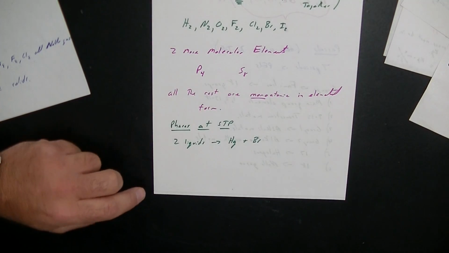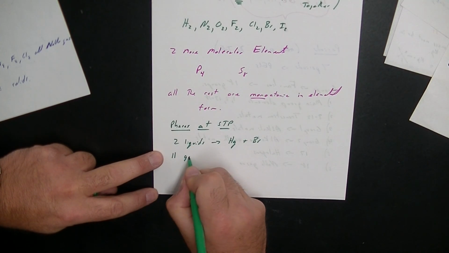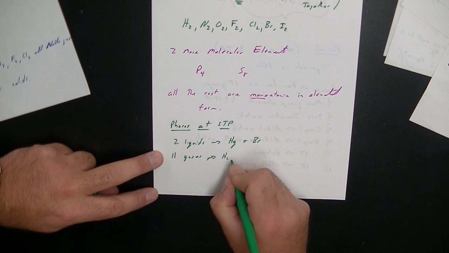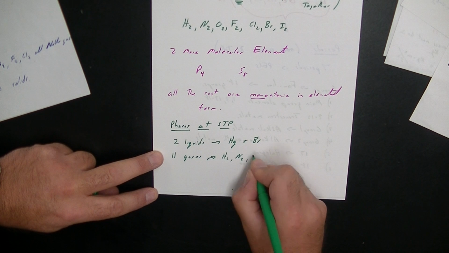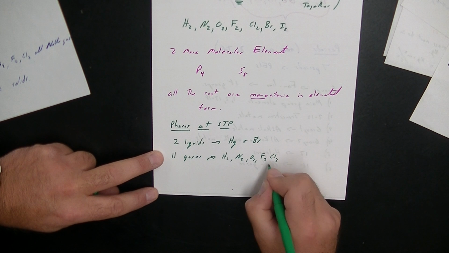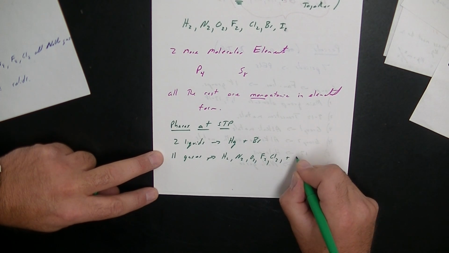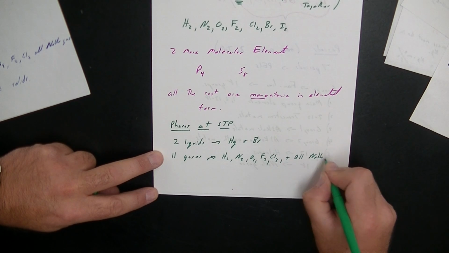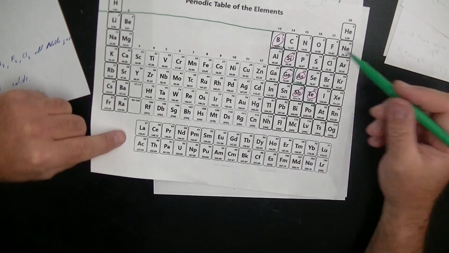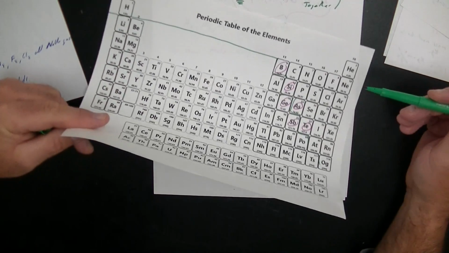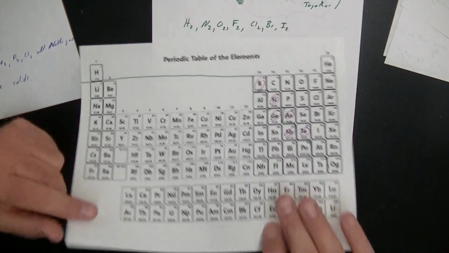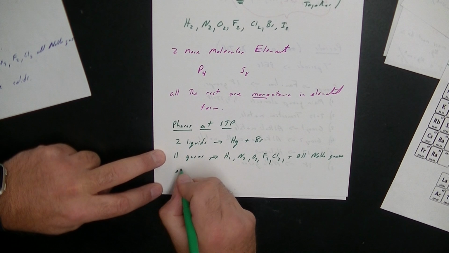There are 11 gases. H2, N2, O2, F2, Cl2, and then all the noble gases. So those are all gases at STP, and then all the rest are solids.